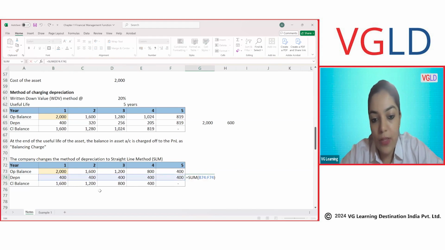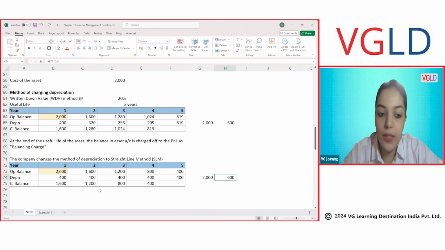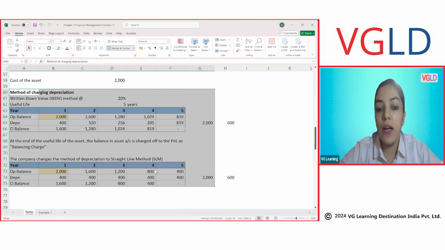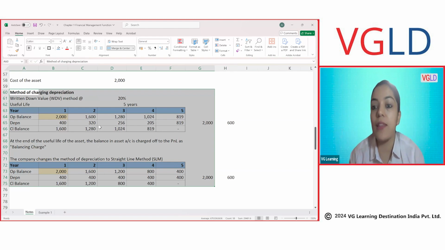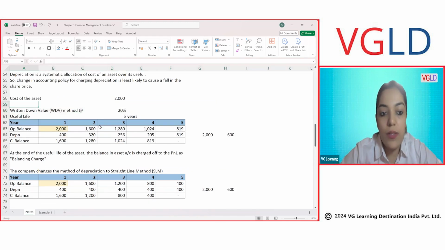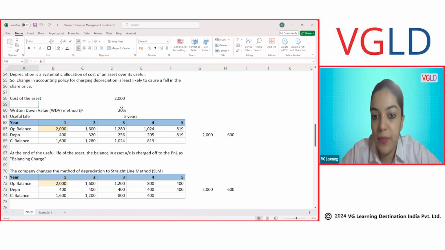So if you see, the total depreciation that is getting charged is what? 2000. The total tax it will save will be what? 600. So this is what it shows, that profit does not get impacted. Overall, the same depreciation is going to get charged to the P&L. It's just that the amount is getting changed within the years, but the total is the same, and therefore the change in the method of charging depreciation does not affect the share price, because shareholders are also smart enough to know that depreciation is simply an allocation of the cost over its useful life.